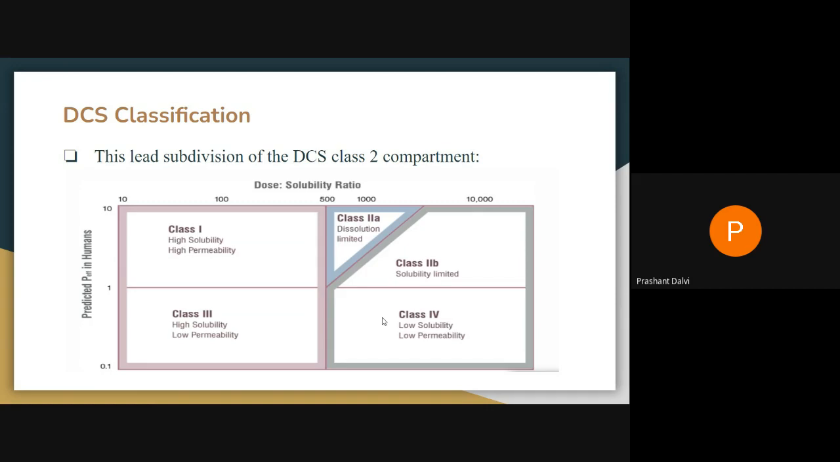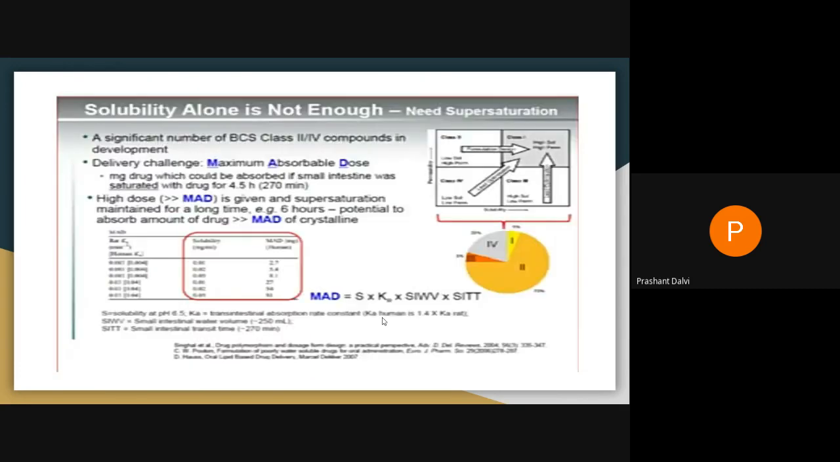Class II A indicates dissolution-limited solubility of these new compounds, and class II B indicates solubility-limited absorption of newly discovered chemical moieties. Okay, so these are the two different classification systems, BCS and BCKS. They give you a clear-cut idea about the presence of these new chemical entities in different groups or classes.